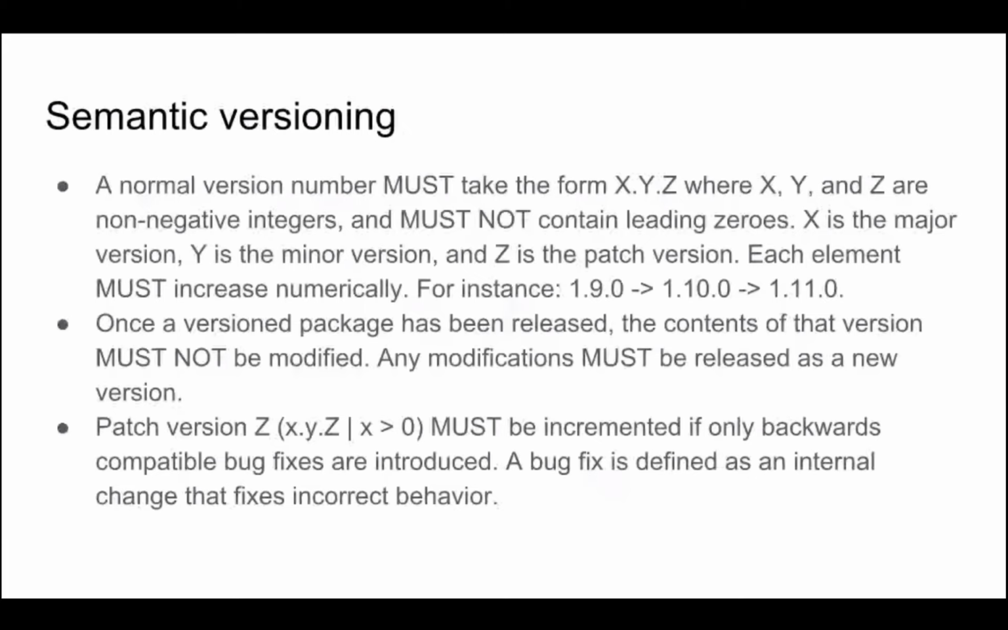The versioning should be x.y.z. It should be non-negative numbers and must not contain leading zeros. X is the major version, y is the minor version, z is the patch version.